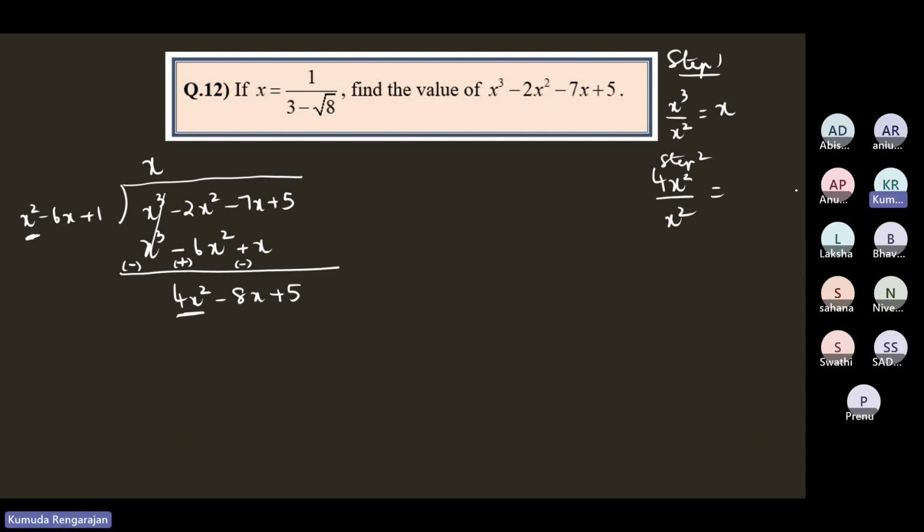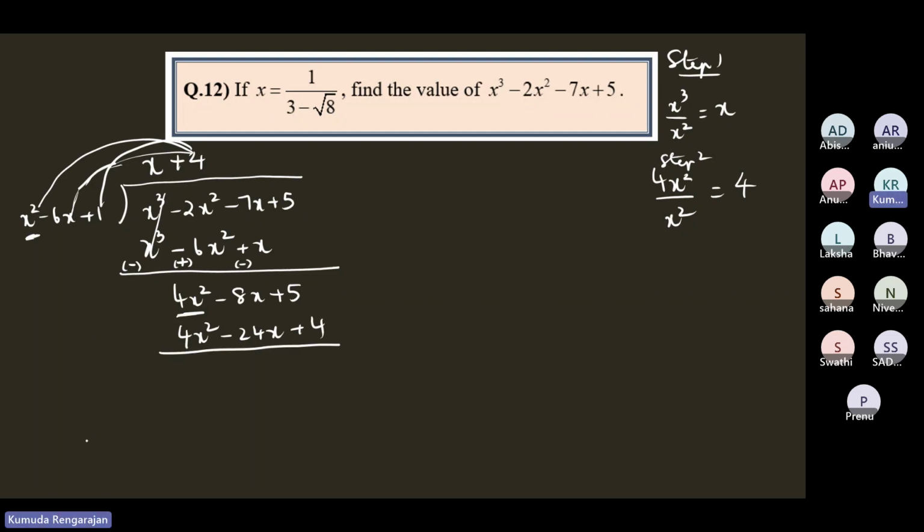Anyone can answer. What is 4x square by x square? Four. Okay, four, so that is the second term in the quotient. Plus 4 is the second term in the quotient. Now multiply this 4 with x square: 4x square. Multiply this 4 with minus 6x: 4 into minus 6x is minus 24x. And then multiply 4 with 1: plus 4.